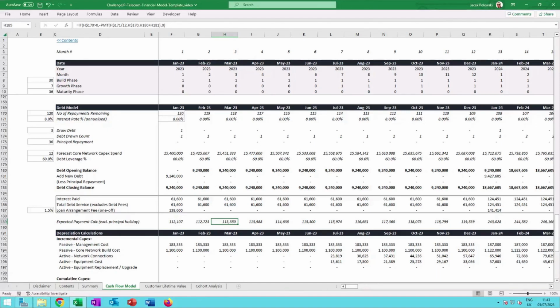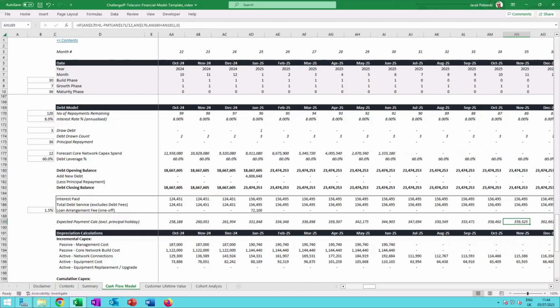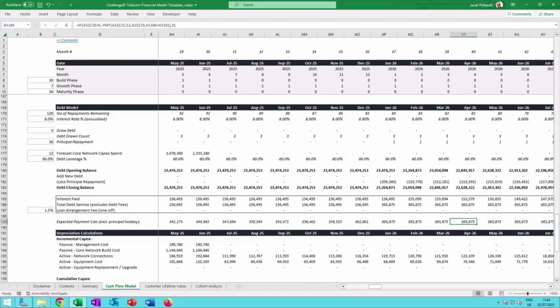Where there was a slight complication is that we have also this principal repayment holiday. So we're only making an interest payment. So you will see that for a period of time, that payment figure will be increasing, and also increasing with the new debt coming in. But eventually, once we start making the repayments, you see that that figure becomes fixed, becomes static.